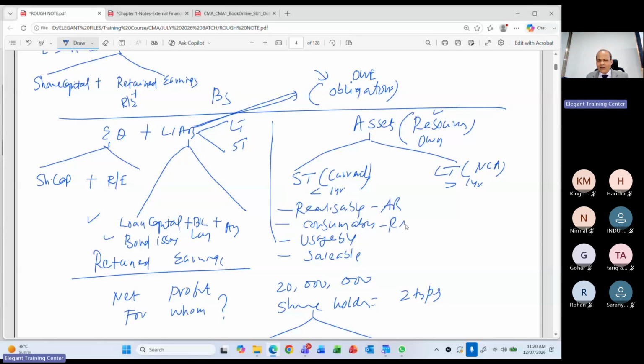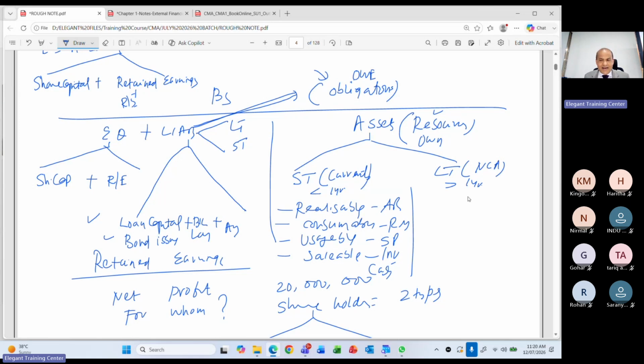Consumable, my raw materials. Usable, my spare parts. Sellable, my inventory. Inventory is sellable. From sundry debtors, I am going to get money, collectibles. These all are called my current assets. Also, you can say usable, also cash. So these are my current assets.